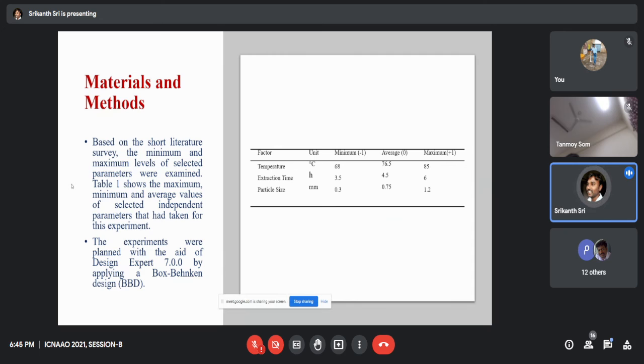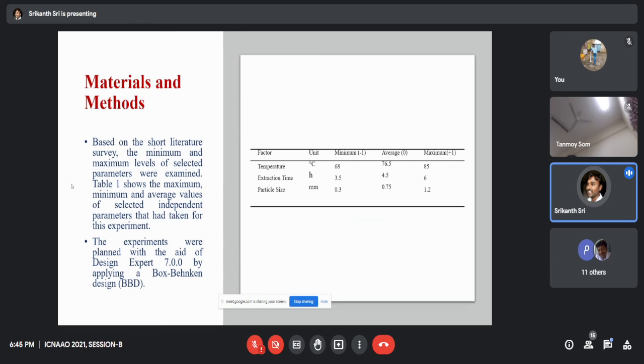And you can see the table here that shows the maximum, minimum, and average values of selected independent parameters that I had taken for this experiment, like temperature, extraction time, and particle size. For temperature the unit is Celsius, extraction time is in hours, and particle size is in millimeters.